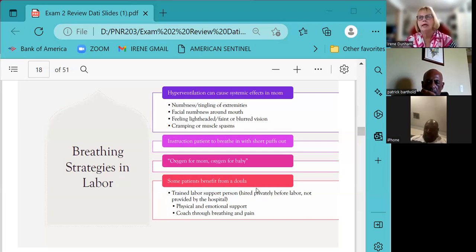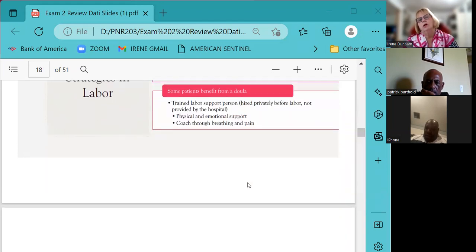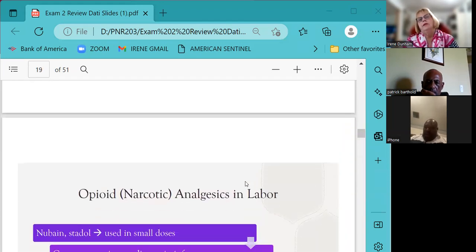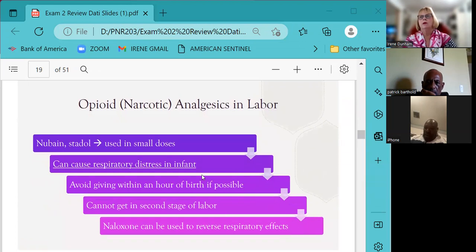Doulas are nice, okay? And doulas work alongside the L&D nurse. The L&D nurse is the medical person in the room. The doulas are not medical.